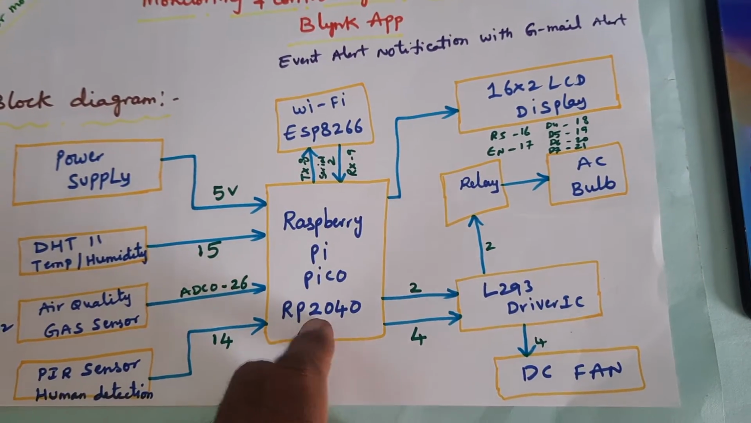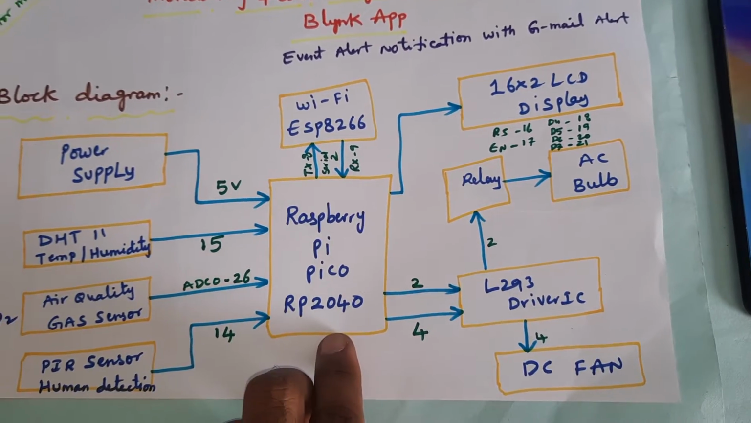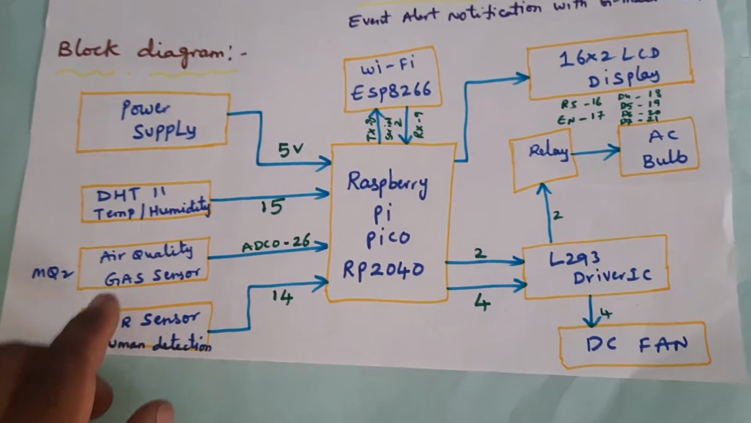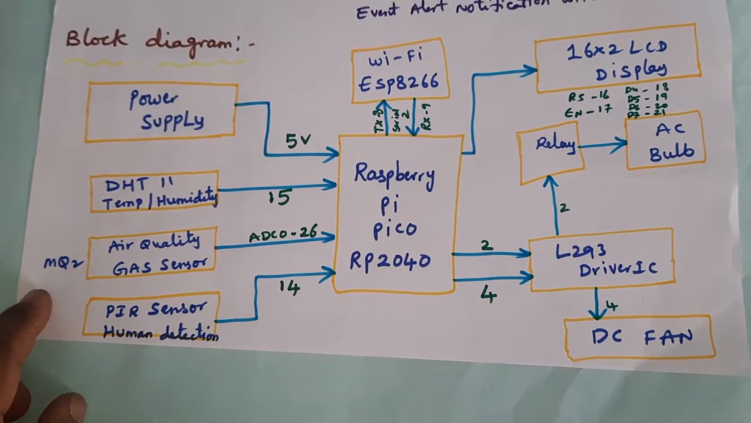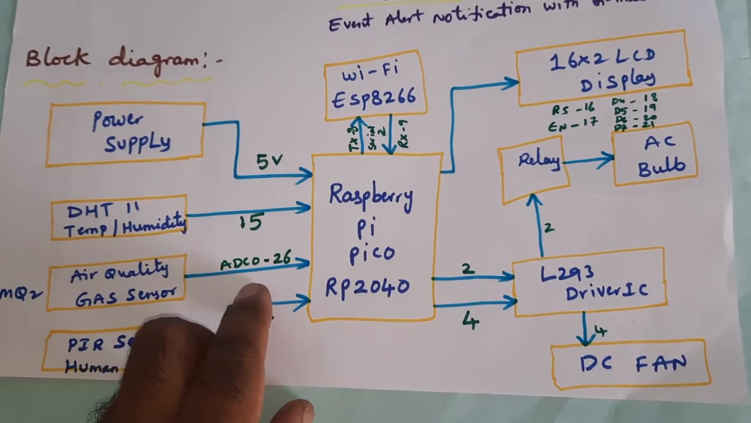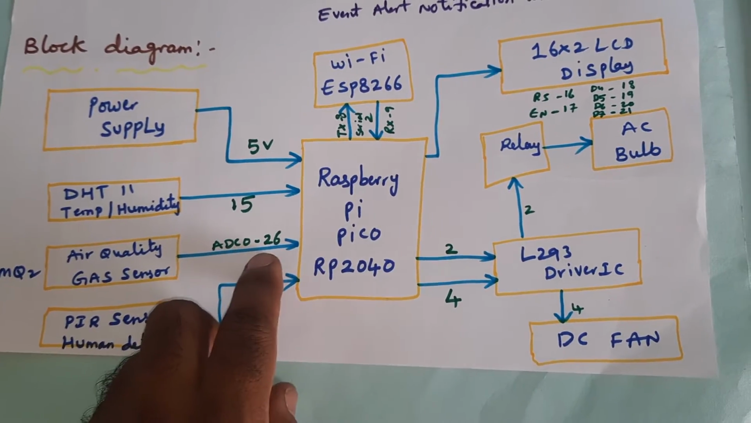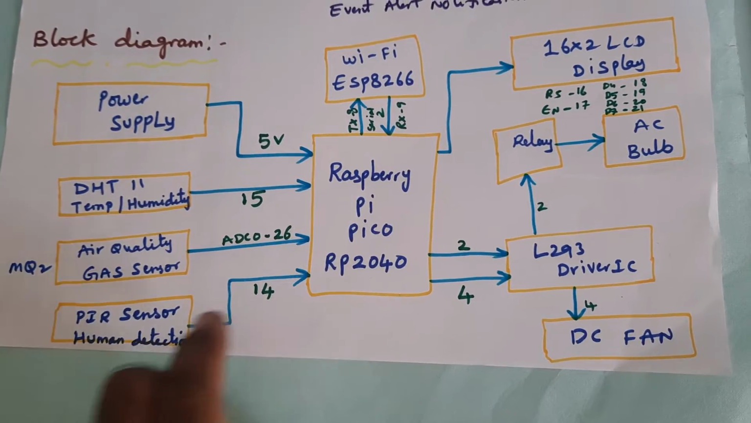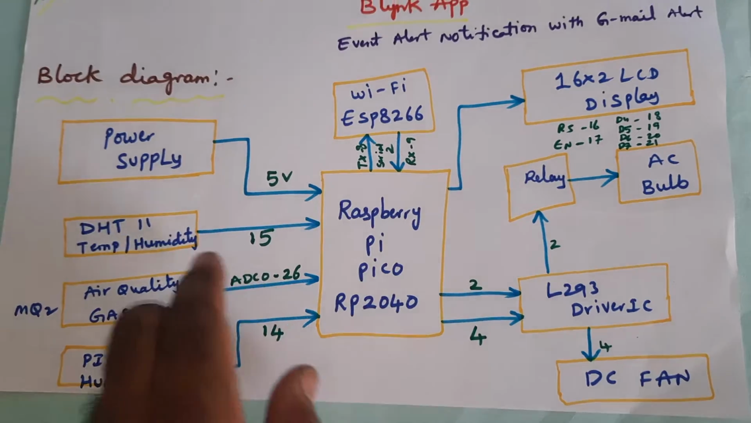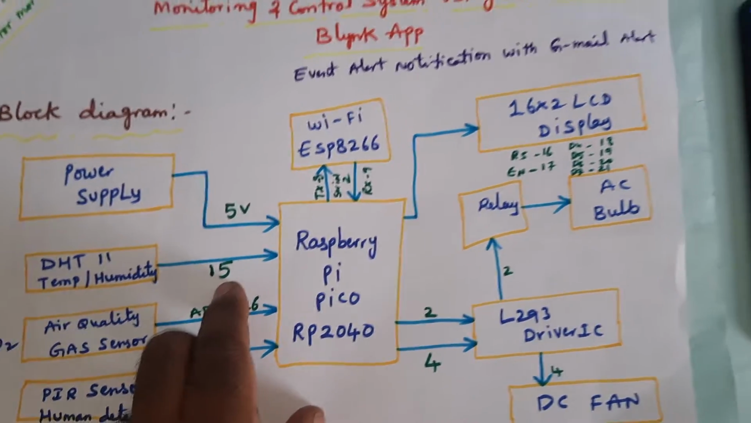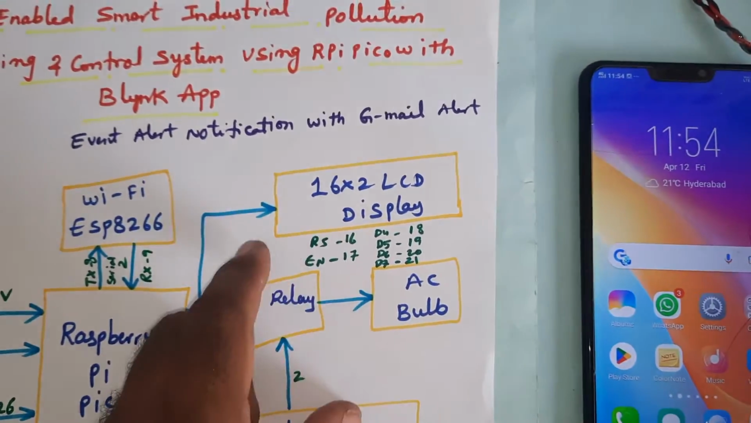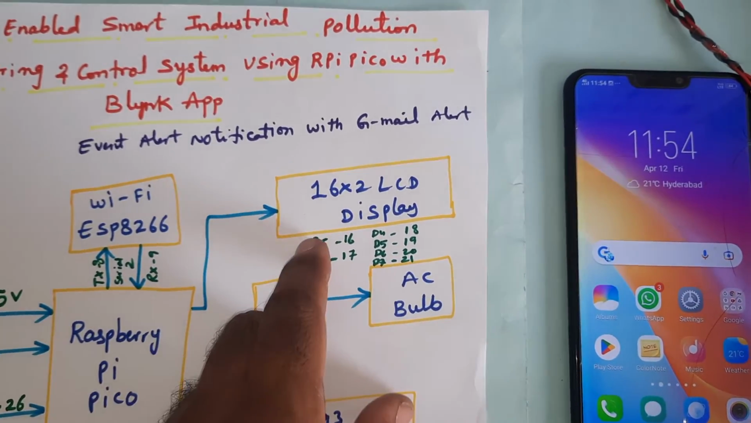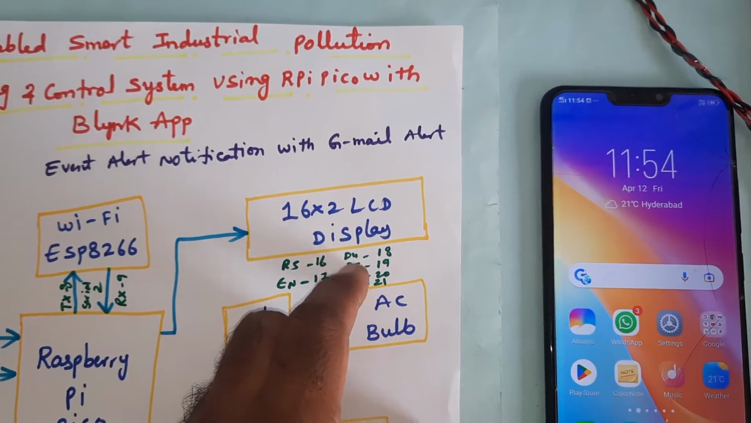We are using the Raspberry Pi Pico RP2040 controller board, and three sensors. Those are the DHT11 temperature humidity sensor, and the MQ2 air quality gas sensor, which is connected to ADC channel 1, pin 26. The PIR sensor for human detection alert is connected to GPIO 14, and the DHT11 is connected to GPIO 15. A 16x2 LCD display is connected with RS, enable, D4, D5, D6, D7, which are GPIO pin numbers 16, 17, 18, 19, 20, 21.